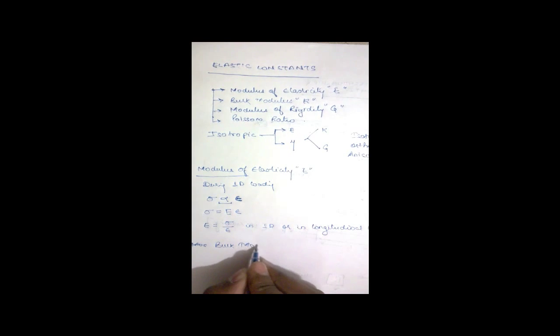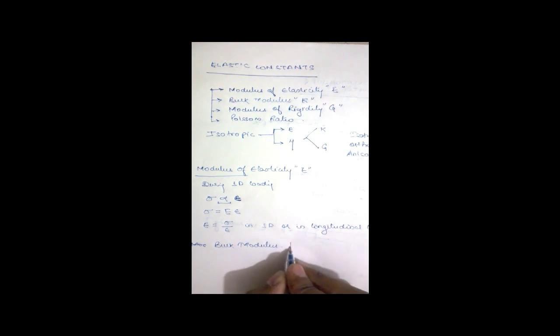The second one is the bulk modulus, which is denoted by K. We have already studied the volumetric strain. While studying the volumetric strain, we saw that the cubical box was acted upon by alike stresses in all three directions, and that was sigma. To recall it again, I'm drawing the figure again.